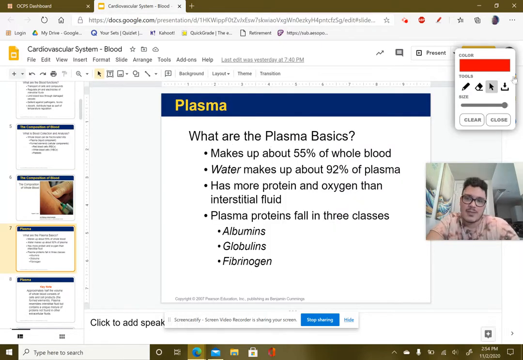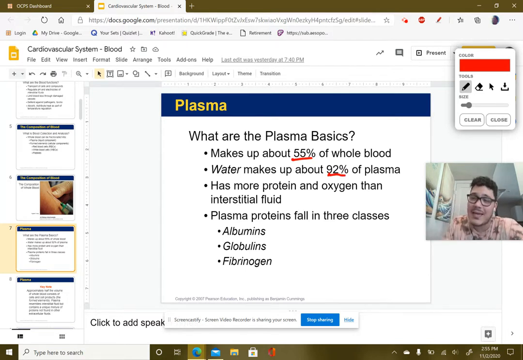Now, plasma. Let's focus on plasma today. Plasma is going to make up about 55% of your whole blood. So roughly 55% of your whole blood is going to be plasma, so a little more than half. Now, of that 55%, 92% of it is going to be water. That's pretty important. 92% of the plasma is water, and that makes sense.